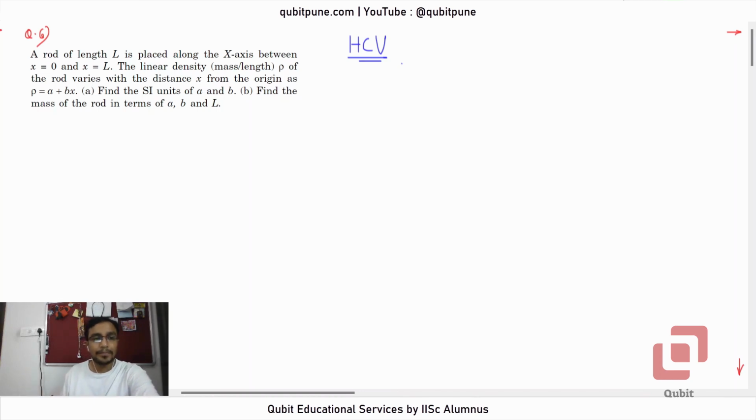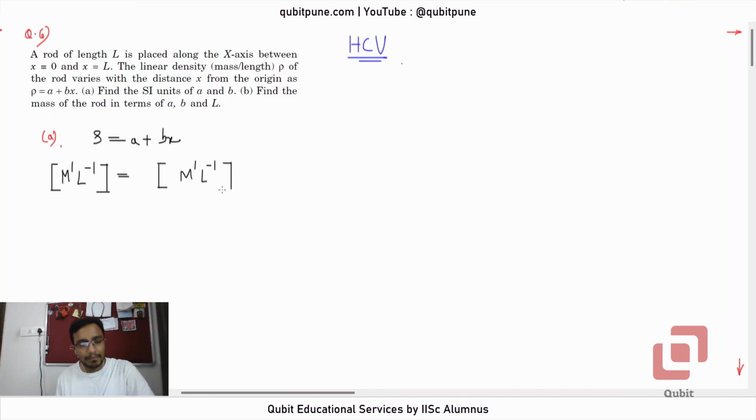I think this is a pretty simple problem. Let's first go to A. Rho is equal to A plus bx. The dimensions of LHS, please don't take them as ML raised to negative 3. It is mass per unit length, so ML to the minus 1, right? So dimensions of A must be M1 L minus 1, right? For dimensional homogeneity. Now this term has dimensions of length. Which one? X. X has dimensions of length.